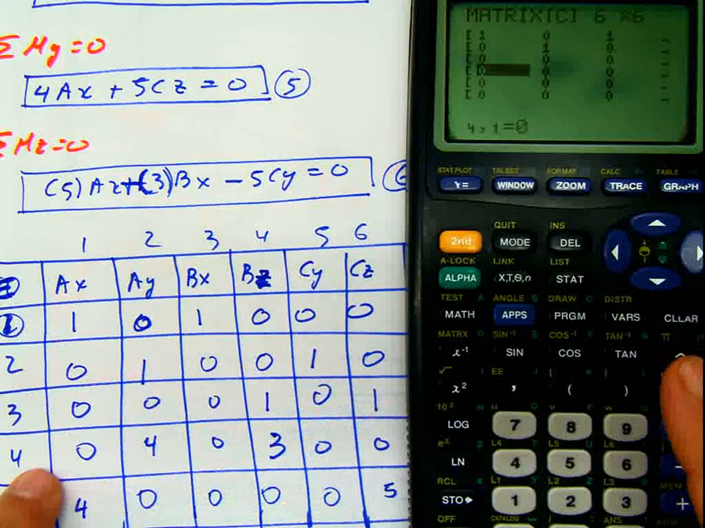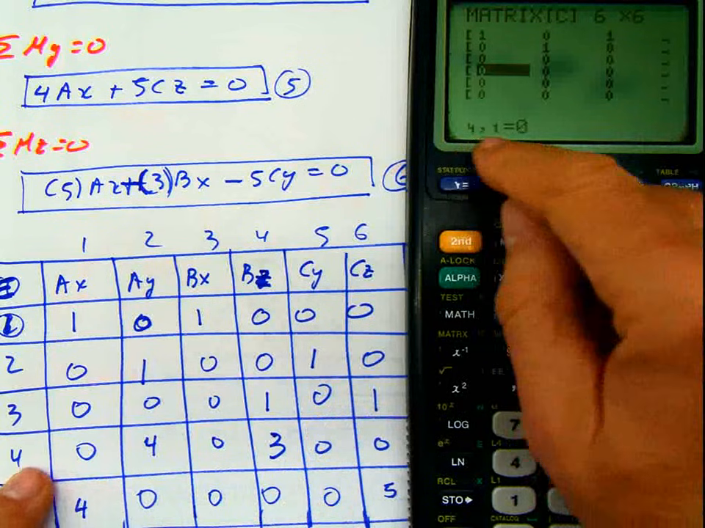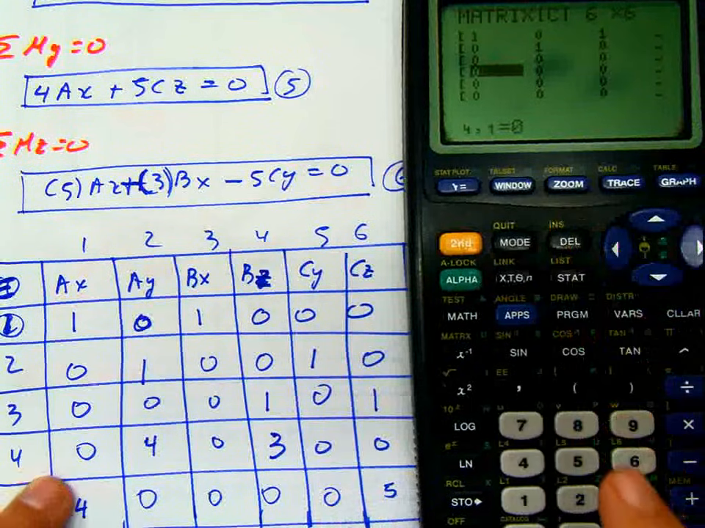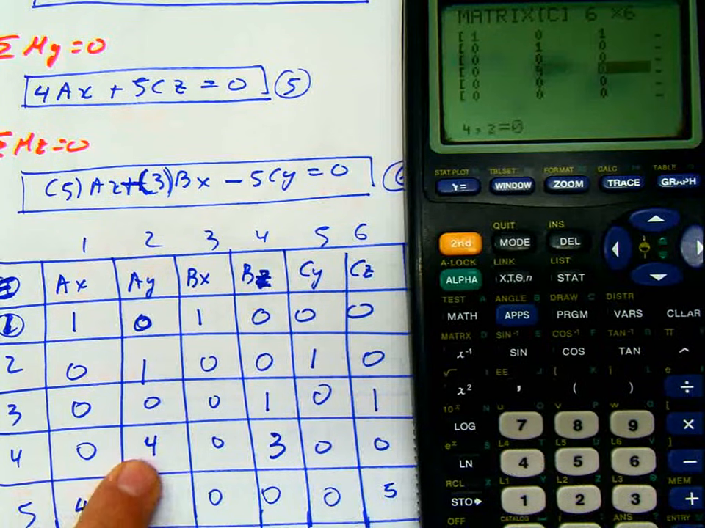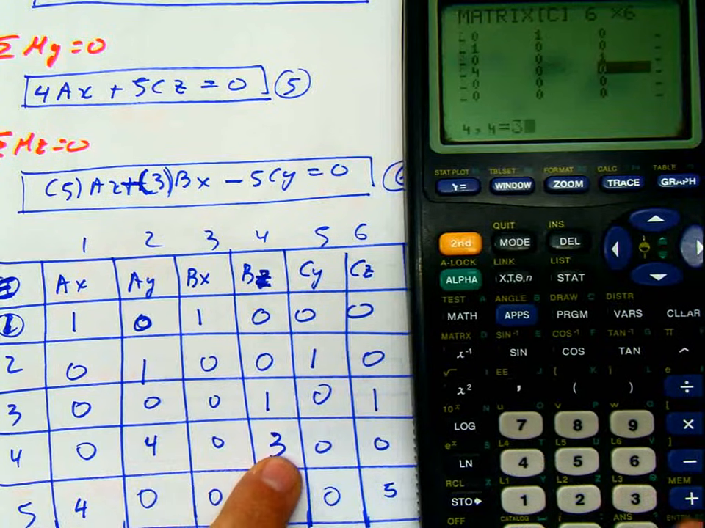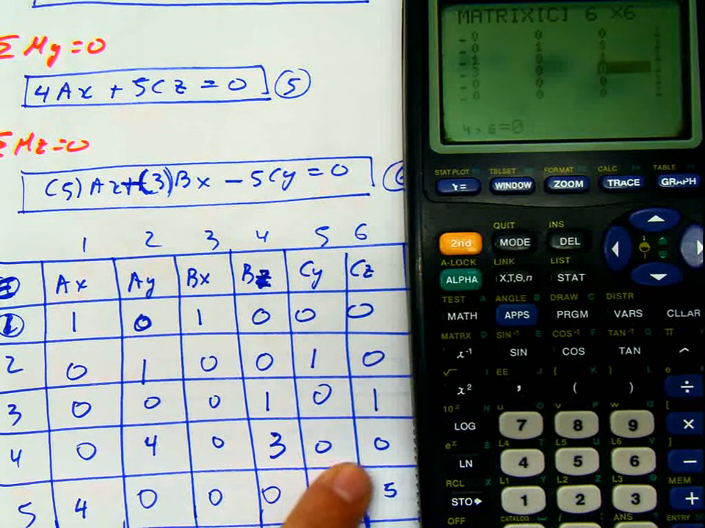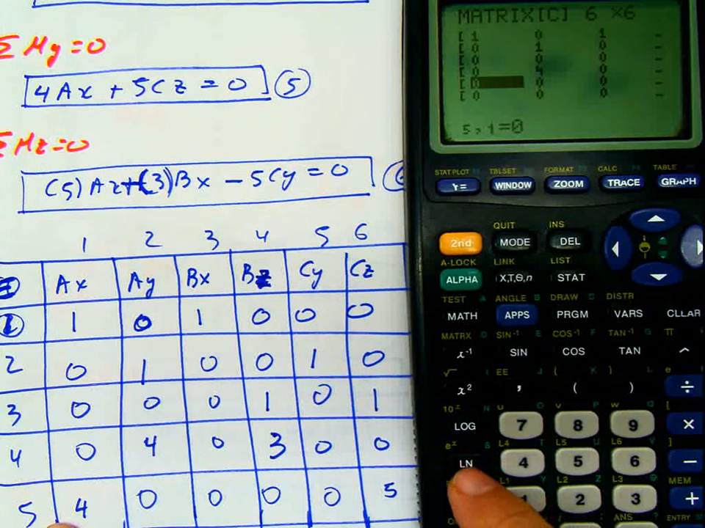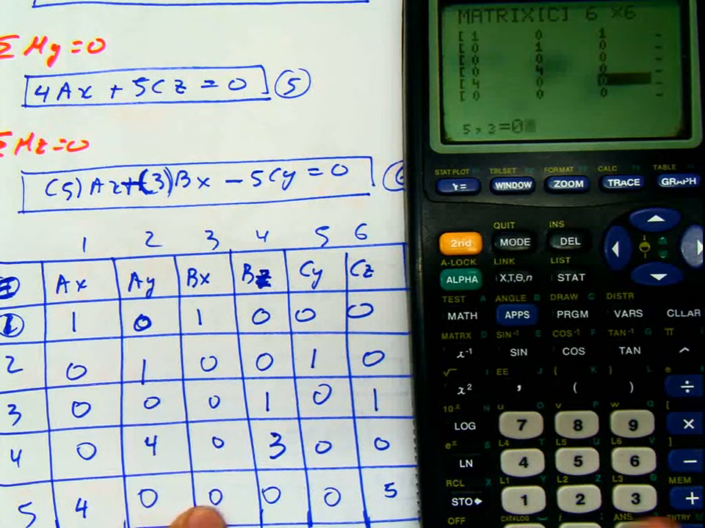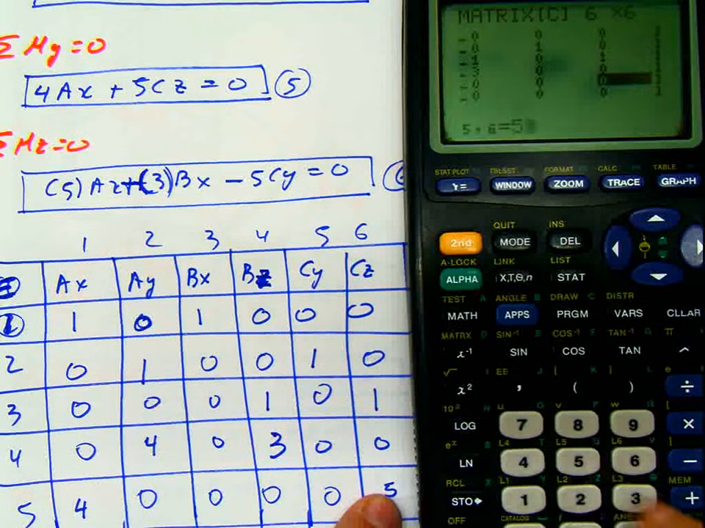The other one is the fourth one. You see there's asking here 4 by 1. So it's going to be 0, 4, 0, 3, 0, 0. And the fifth one is going to be 4, 0, 0, 0, 0, 5.